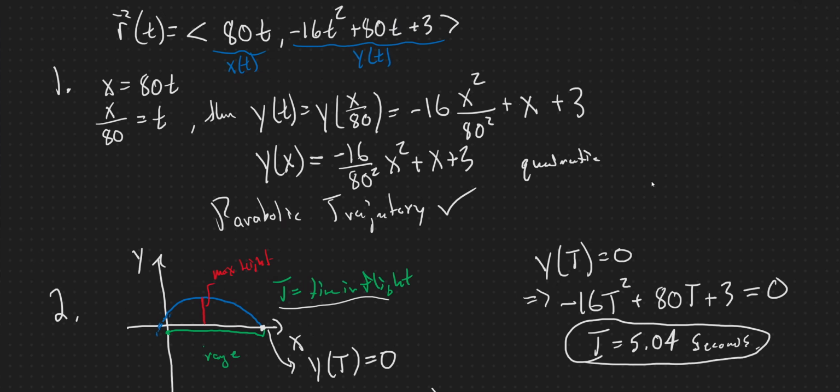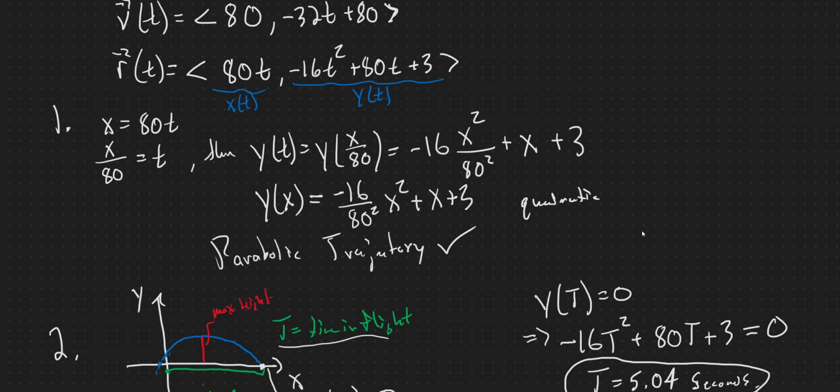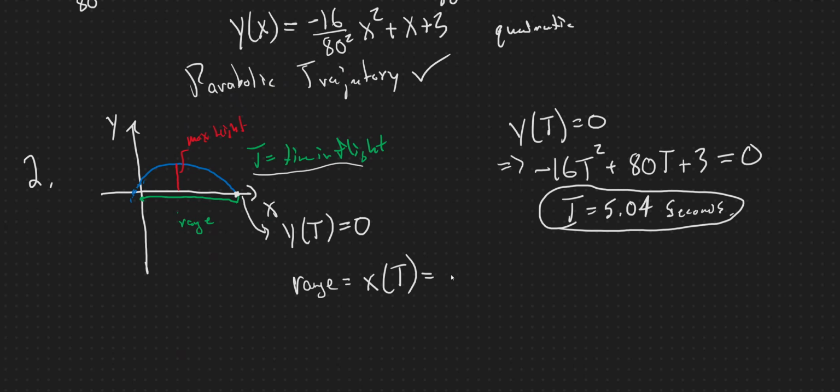So for that, I'm going to look at my x component. It's 80t. So this is 80 times 5.04. And that gives me about 400. Let me grab my calculator real quick. Let's get it exactly. So I have 80 times 5.04. I get 403.2.